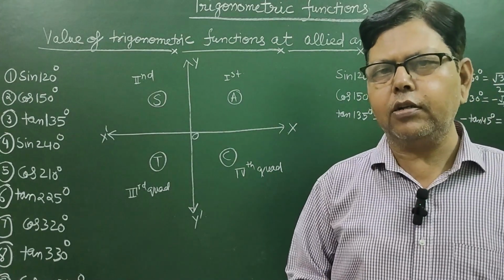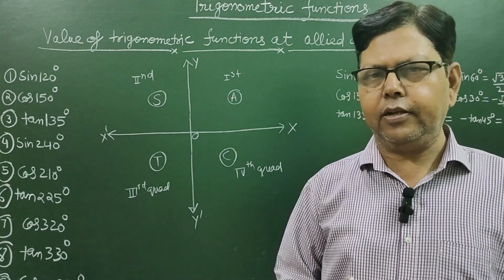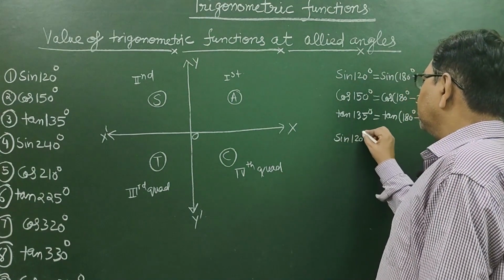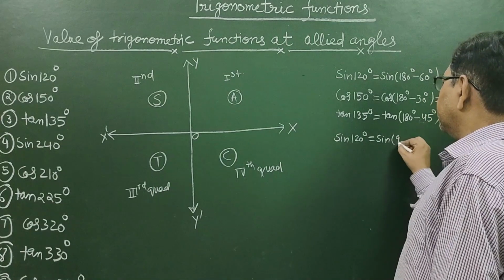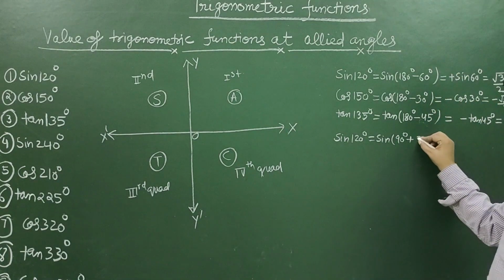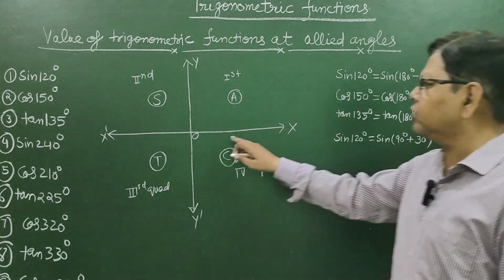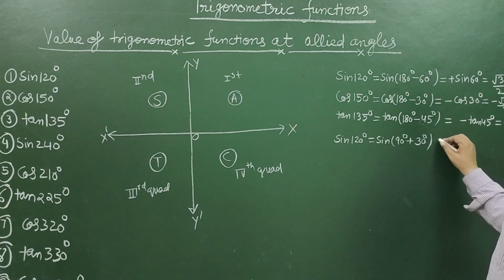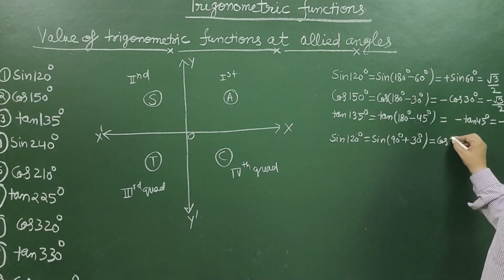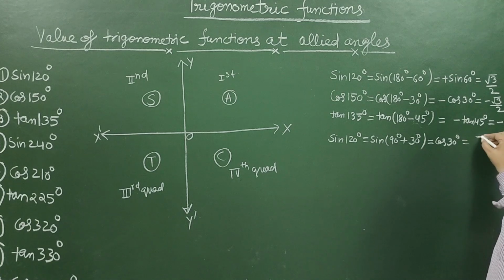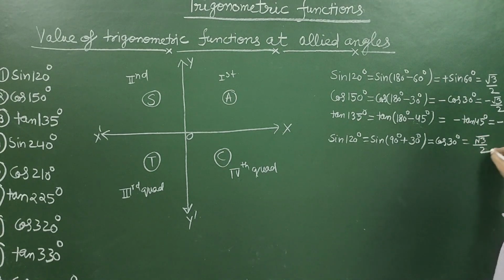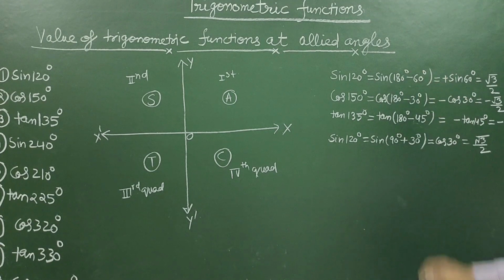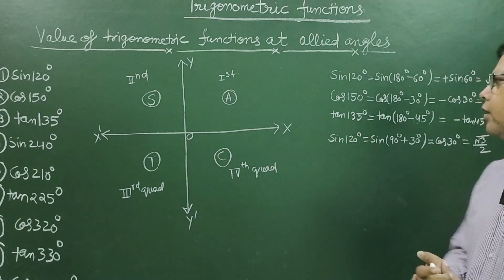You can also evaluate this function using 90 plus angle. So sine 120 degree is equal to sine of 90 degree plus 30 degree. 90 plus theta means you are in the second quadrant. In the second quadrant sine is positive, so this is equal to cos 30 degree, and cos 30 is equal to root 3 upon 2. So sine 120 can be evaluated using the concept 180 minus some angle or 90 plus some angle.